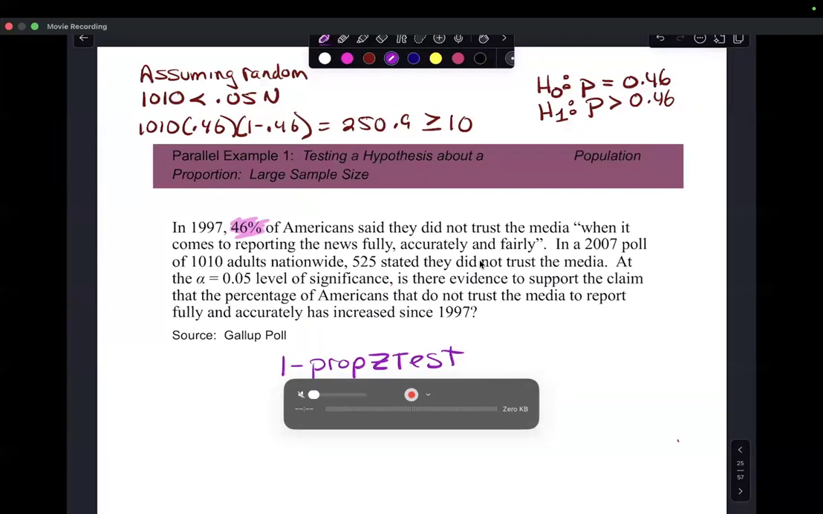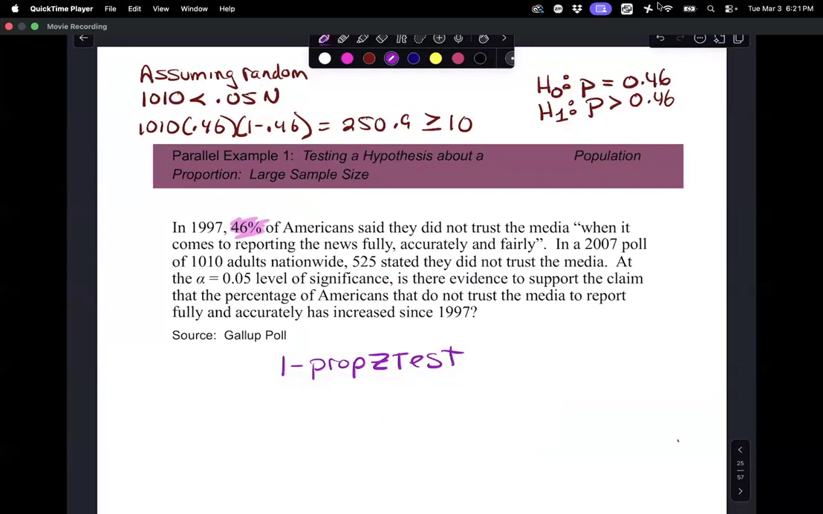Right. Go back over here. Questions? Because this is the end of 10.2. So now's the time for questions on proportions, and then we're going to jump to means.